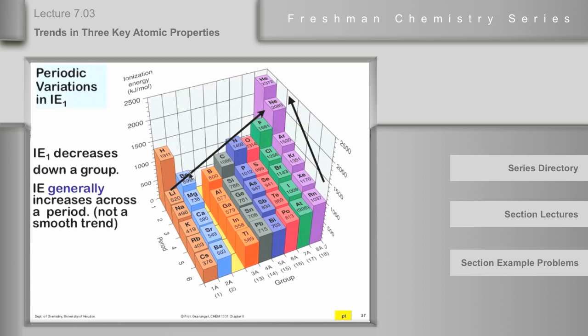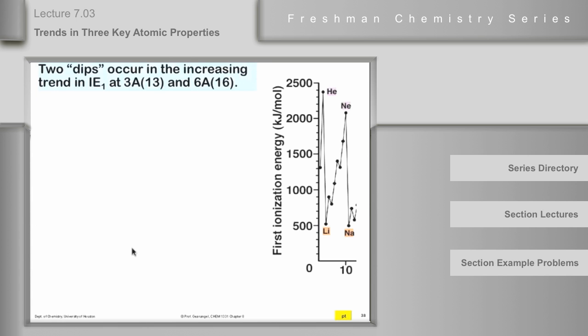Now, this bumpiness of the line is most exaggerated in the second period here. It's less exaggerated in the third period, and by the time you get down to the fifth period, it's gone. So it's most the second and the third, and a little bit in the fourth period where you see it.